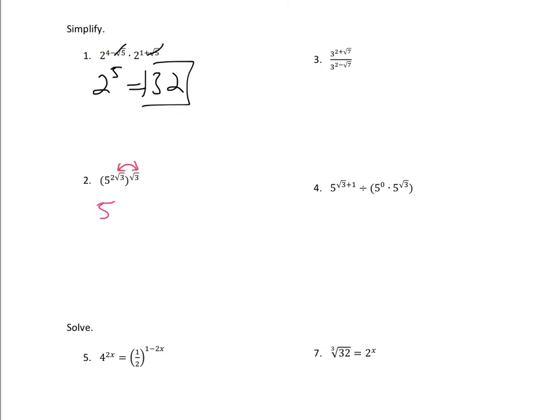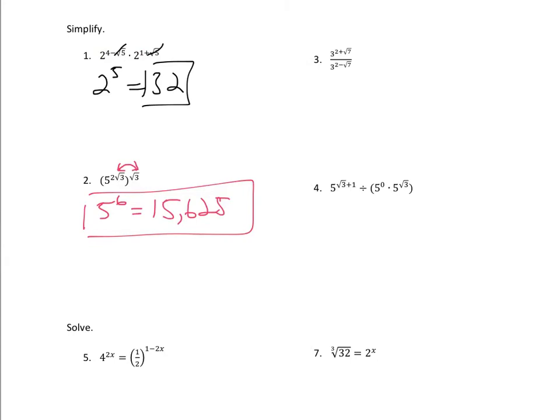Okay, so we have 5 to the 2 root 3 times root 3. Well, root 3 times root 3 is 3, and 3 times 2 is 6. So 5 to the 6th power, which you could leave as that, or you could plug in a calculator, 5 to the 6th, and you'll get 15,625. I'm pretty happy with either one of those answers.